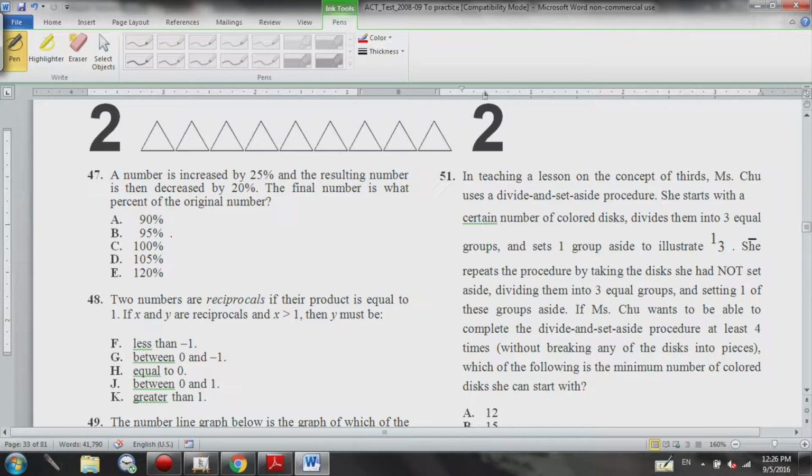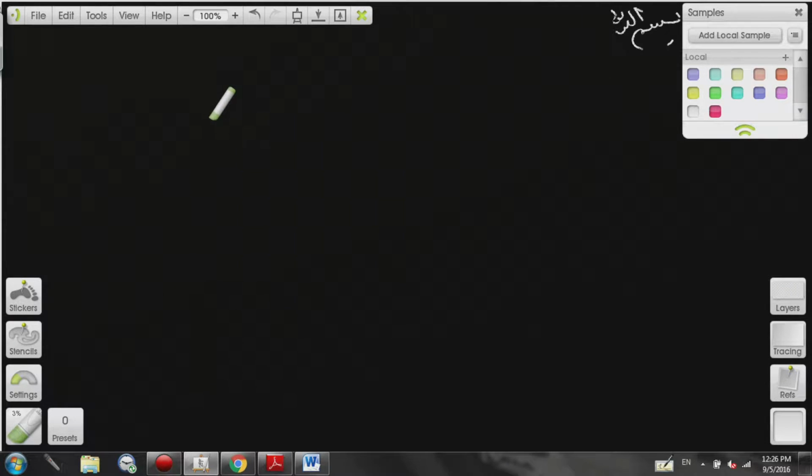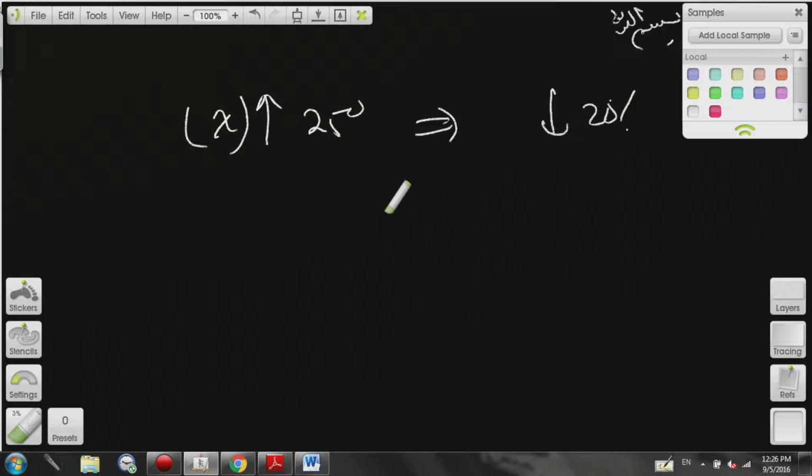Question number 47 says, a number is increased by 25%, and the resulting number is then decreased by 20%. What is the final number? Okay, this is a nice question. Some number is first increased by 25%, and then whatever you get, that number is decreased by 20%. The final number is compared to the original one. How big is it?